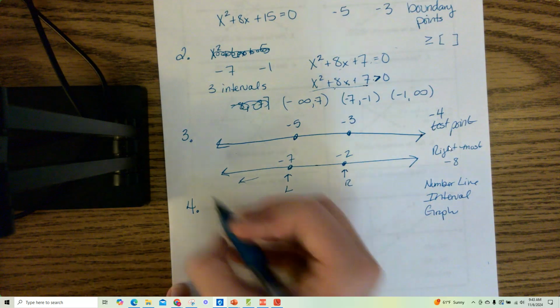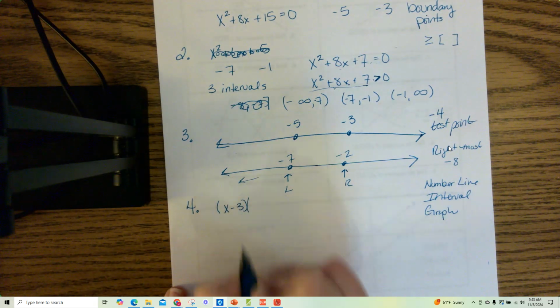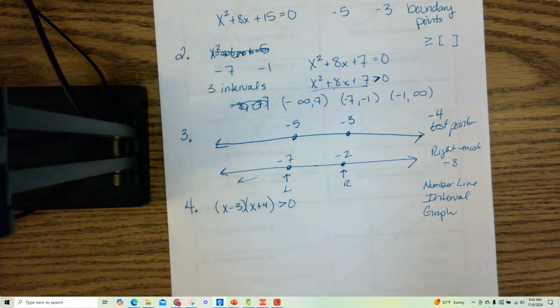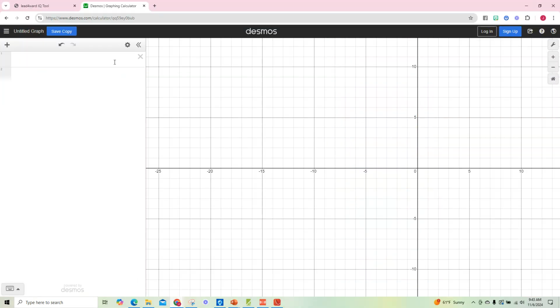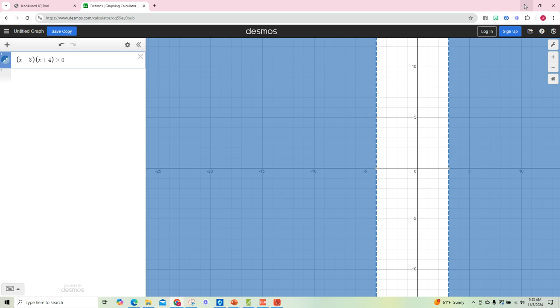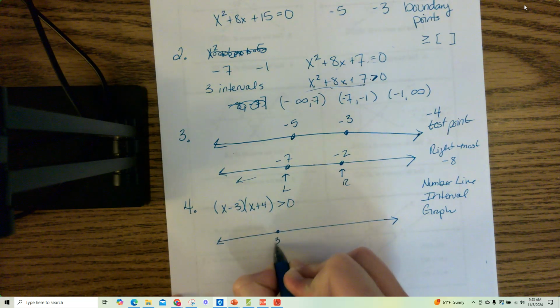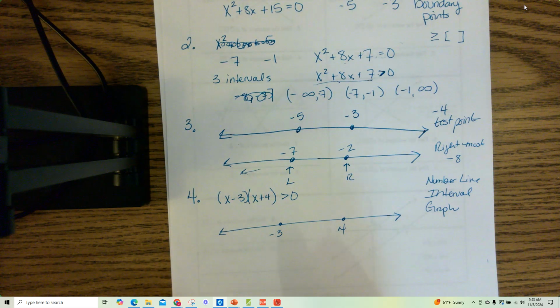So what is yours, Peyton? It's our factor. In parentheses, x minus 3, close, then open, x plus 4 is greater than 0. Again, you've always got your test with Desmos. You can put factored form into Desmos. I love Desmos. But again, you've got to know how to do it by hand. So on a number line, you're going to have -3 and you're going to have 4. That's what it looks like on a number line.